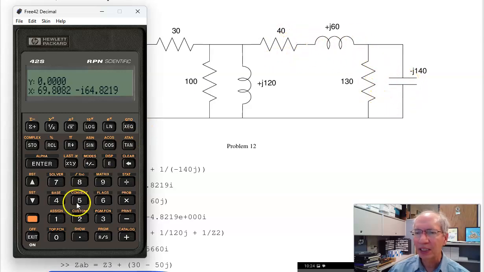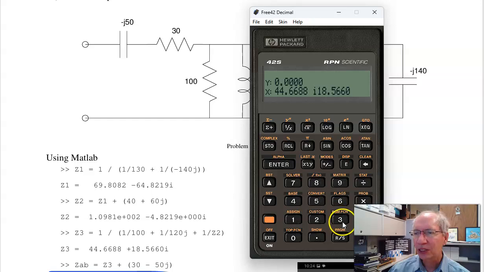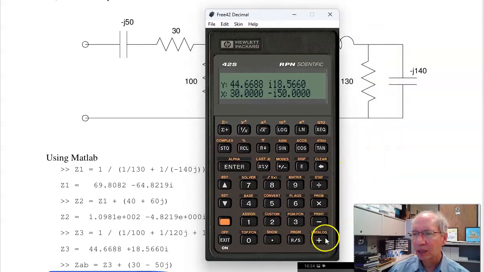In series, these add: 40, enter 60, complex, add. In parallel, so take the inverse, 0, enter 120, add, take this inverse, 100, inverse, add, inverse. So all this together is 44 plus J18 ohms. In series with 30 minus J50, add, gives you 74 minus J31 ohms.